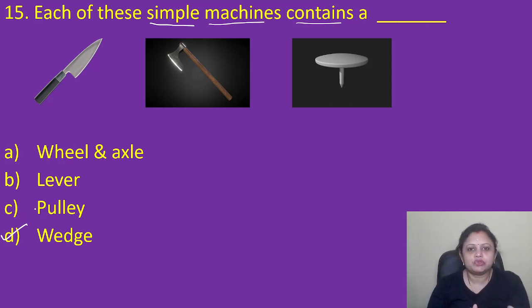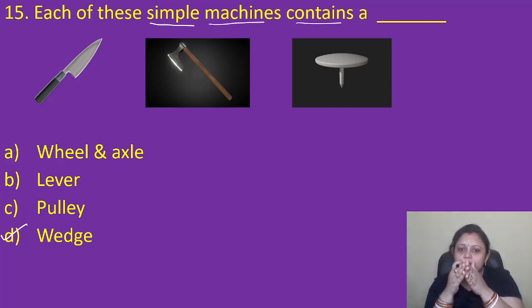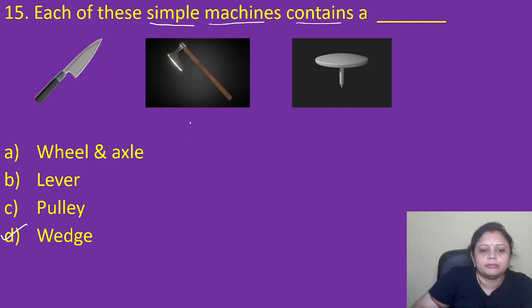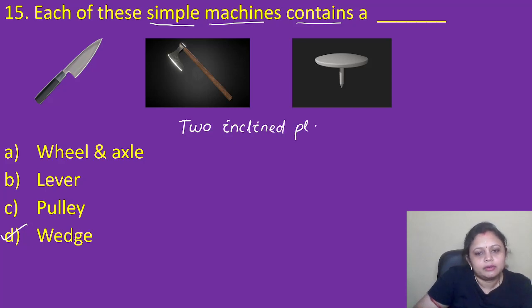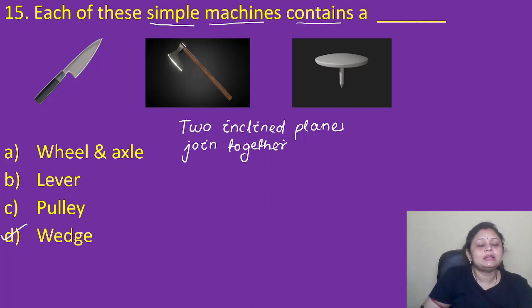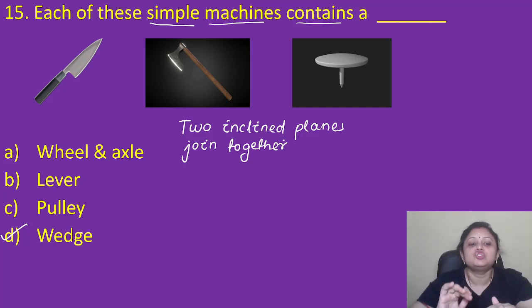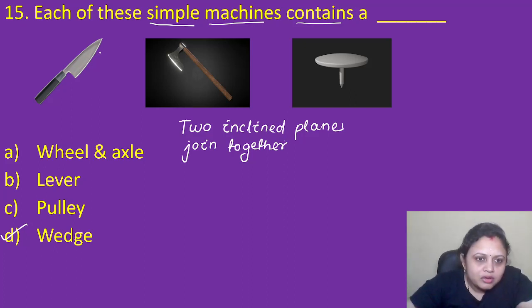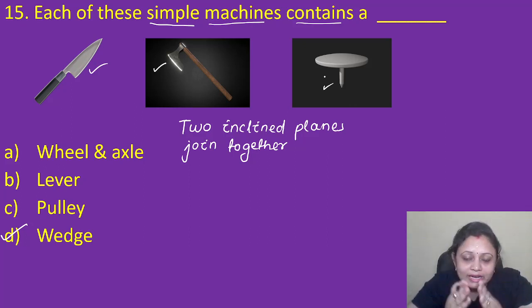So you know what is wedge? We have just discussed now. Two inclined planes joined together. So when two inclined planes join together, they give rise to this wedge. And in all of them here, what happens? Two inclined planes have joined together. That's why these are wedges.